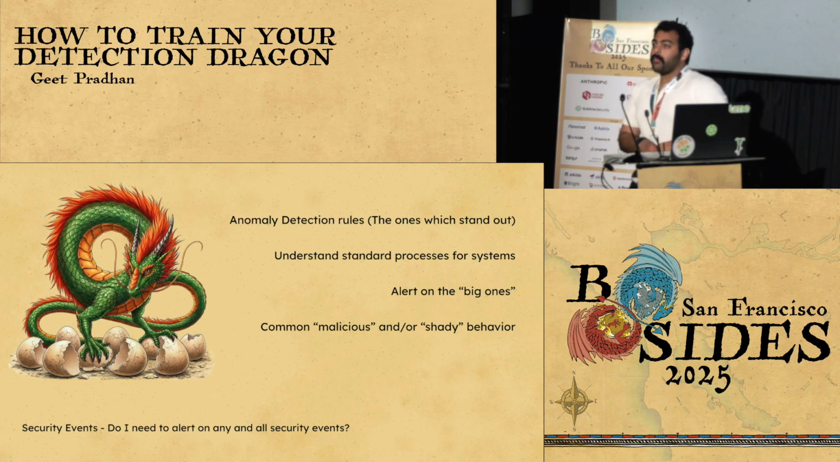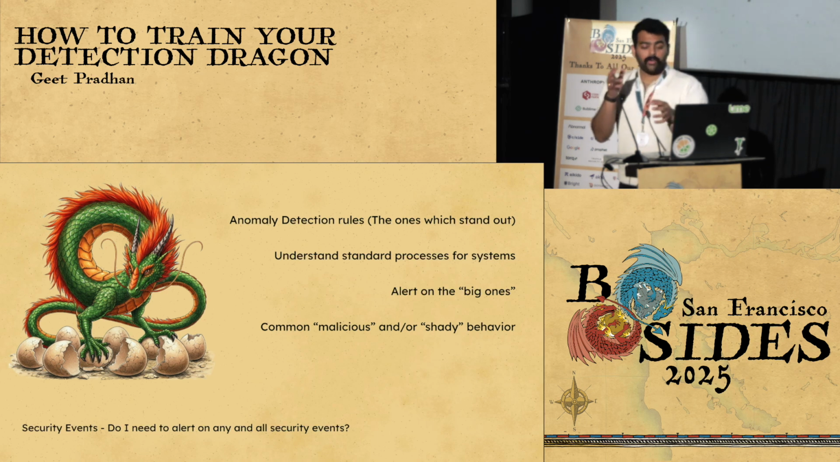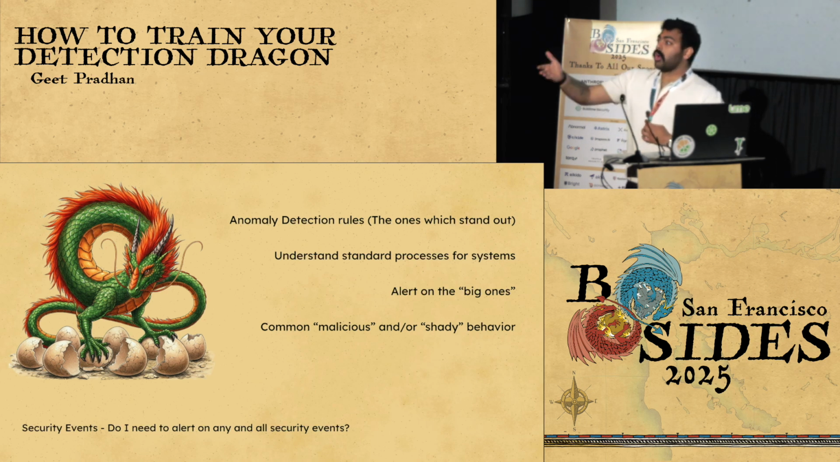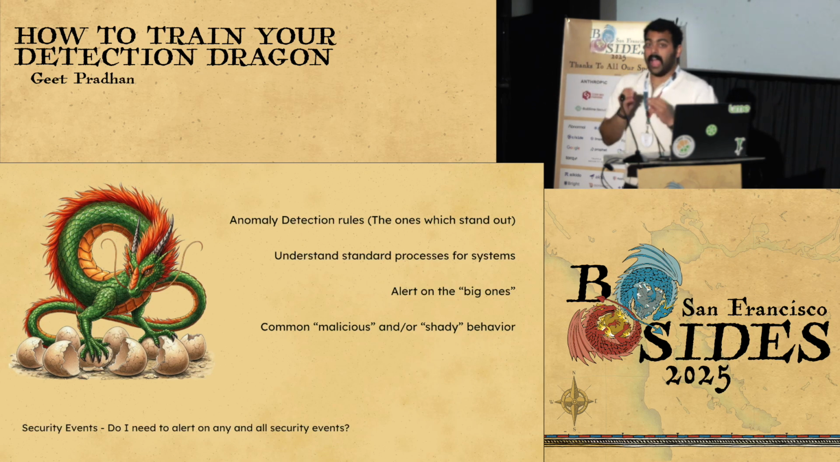You set up anomaly detection rules, right? So you know how the standard processes for the systems that you're ingesting are. If you don't know, talk to those system owners. The easiest and the best solution that I can give you is have a conversation with the people who run those systems. Understand what they do, right?